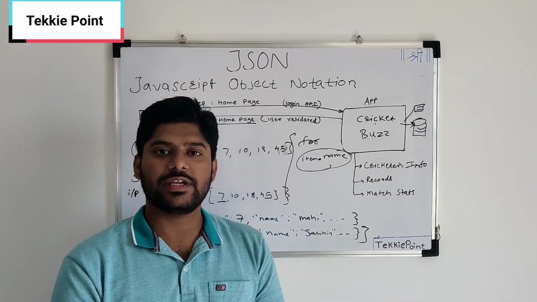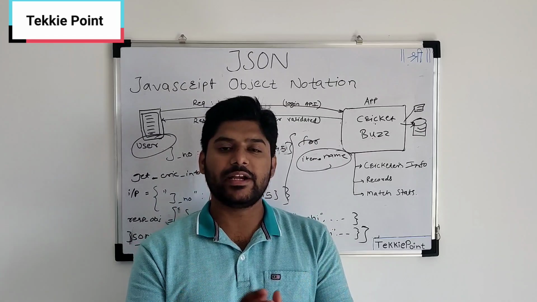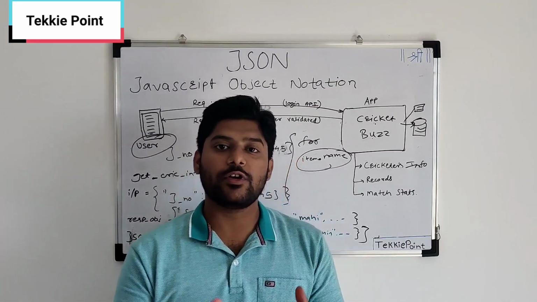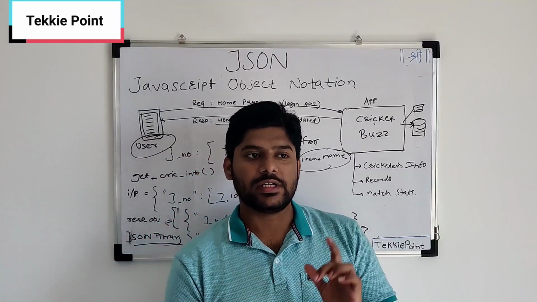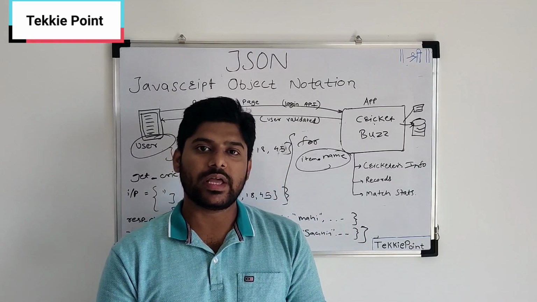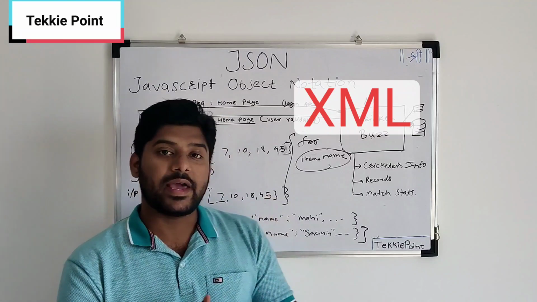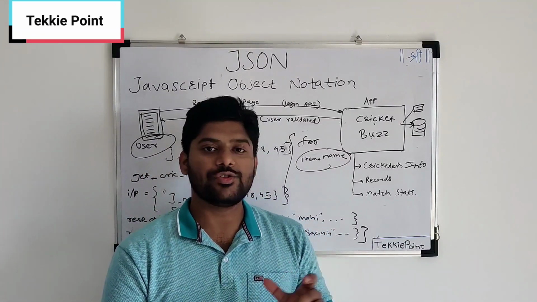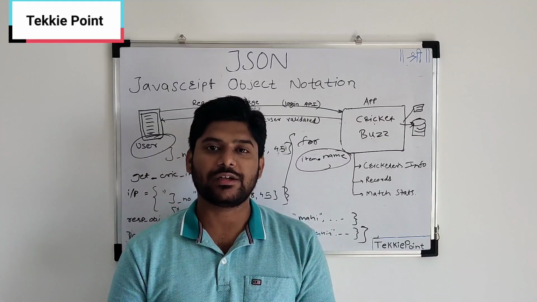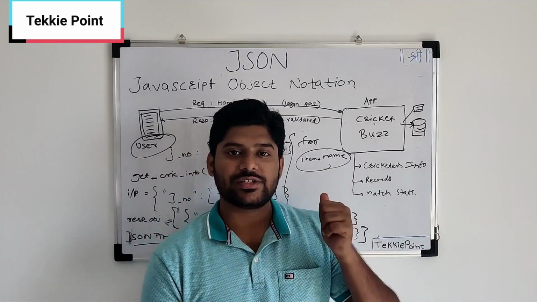Simply, JSON is a lightweight data interchange format. It's easy for humans to read or write the data. Right. Is there any alternative to JSON? Yes, which is XML, extensible markup language, that is also used to store or transport data. Nowadays, JSON is very popular.